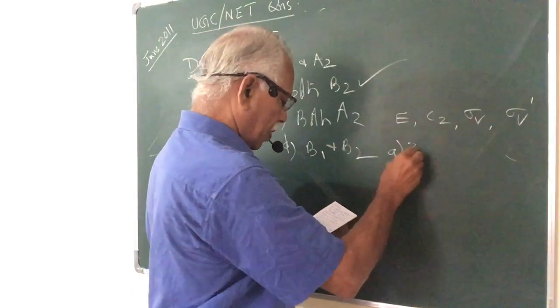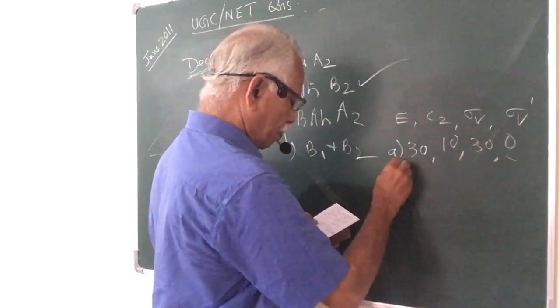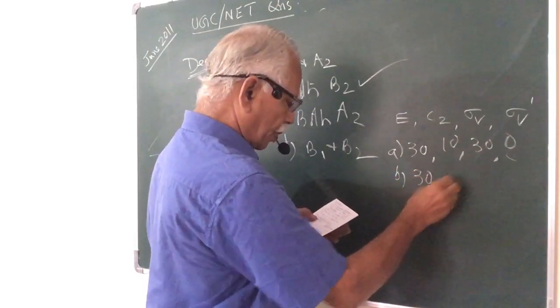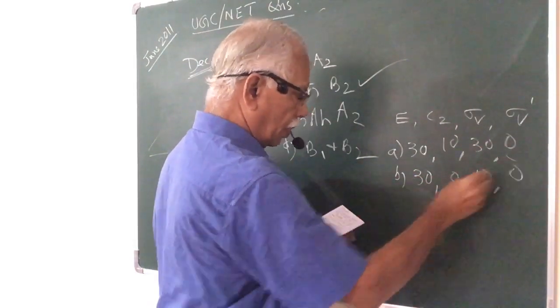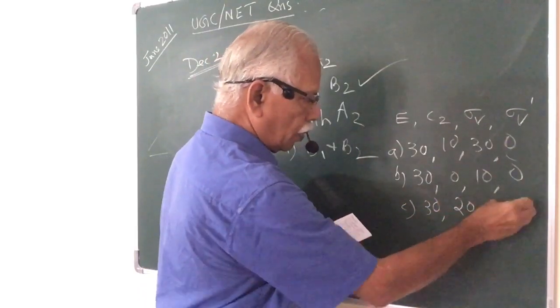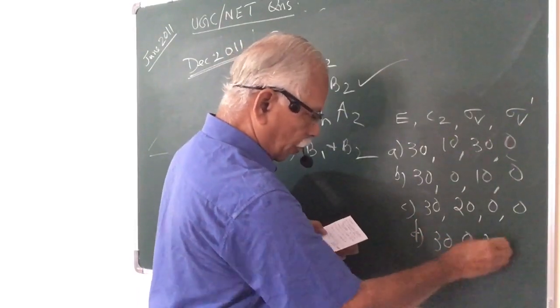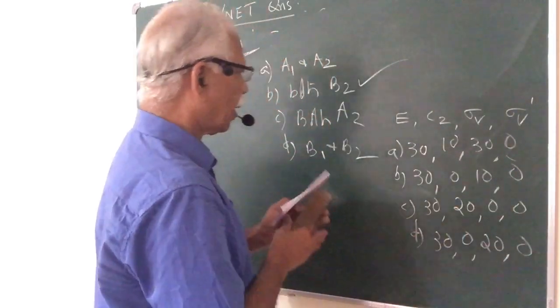A, 30, 10, 30, 0. B, 30, 0, 10, 0. C, 30, 20, 0, 0. And D, 30, 0, 20, 0.